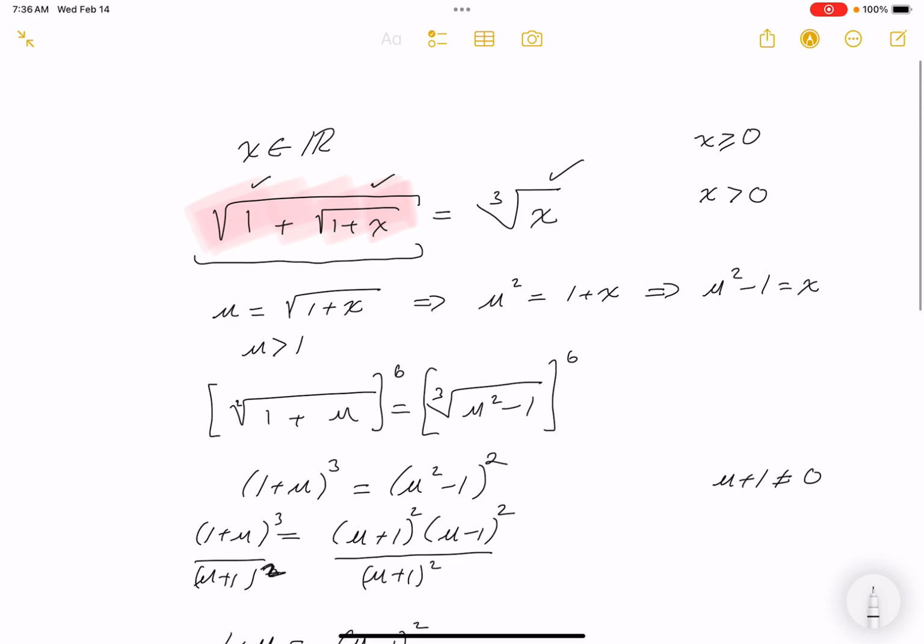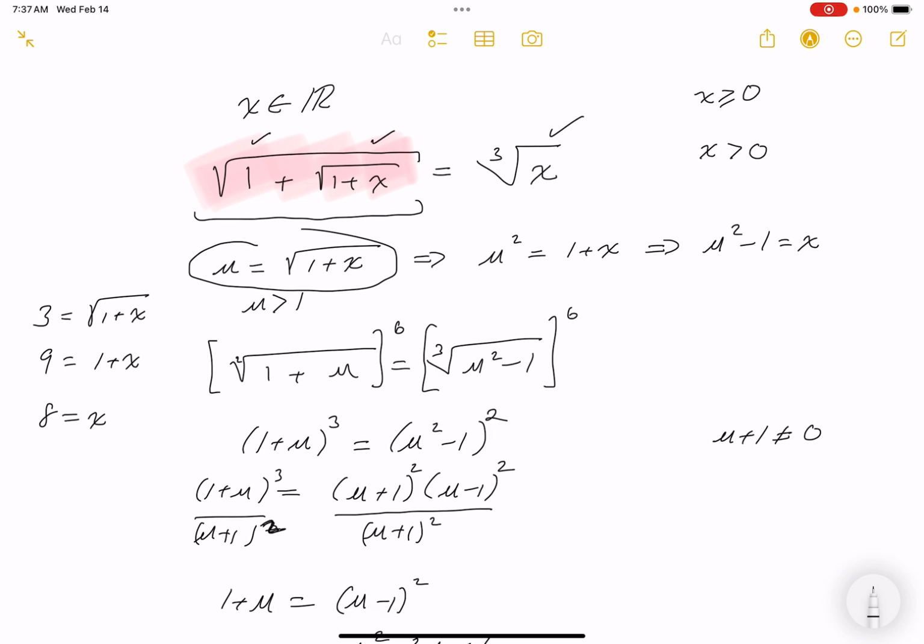So what I want to do is go back up here, and if u is equal to 3, that's the root of 1 plus x. Square both sides, that would be 9. This is 1 plus x. Take 1 from both sides, you get x is equal to 8. So the problem now is I'm wondering, is this a correct solution to the problem, all right? I'm gonna put a box on it, but I do wanna check it.